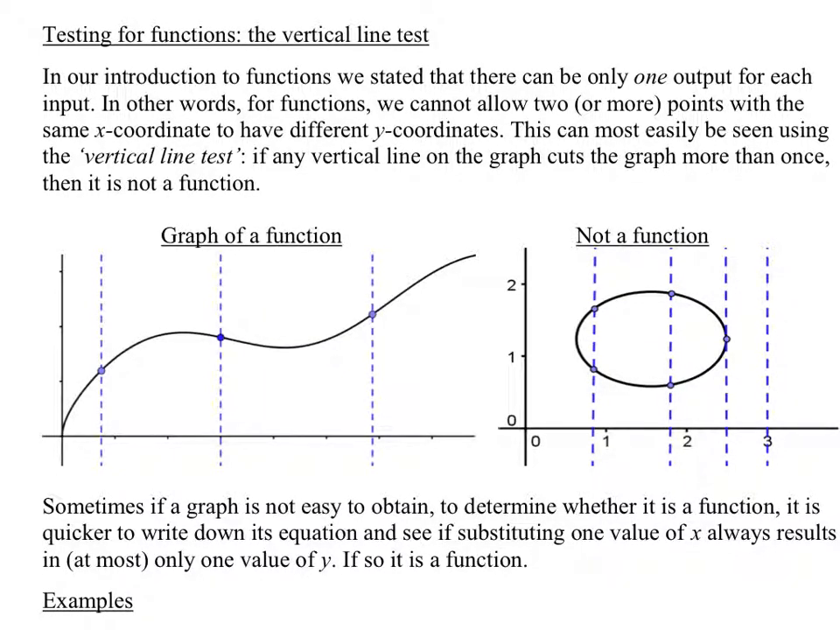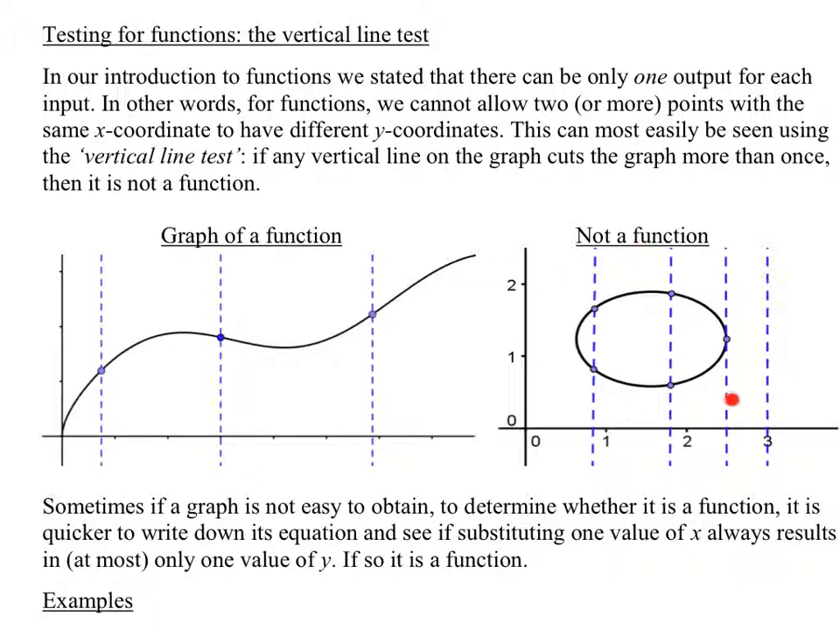Now, in order for something to be a function, for any x value, we must only have one possible y value. Right? So we cannot allow 2 points with the same x coordinate to have different y coordinates. And you can see this function here. Anytime we have an x value, we just have one y value. An x value, just one y value.